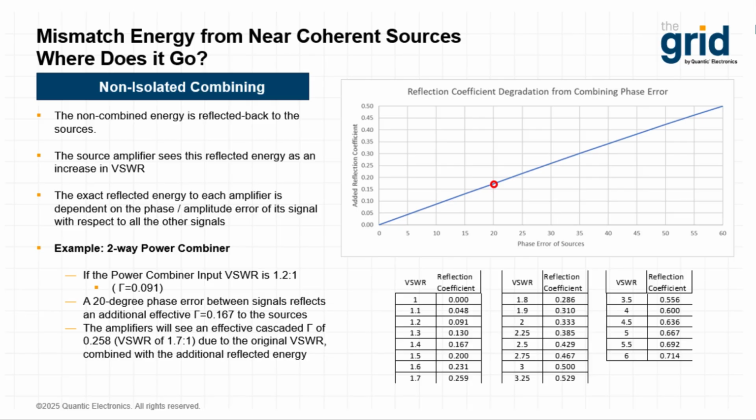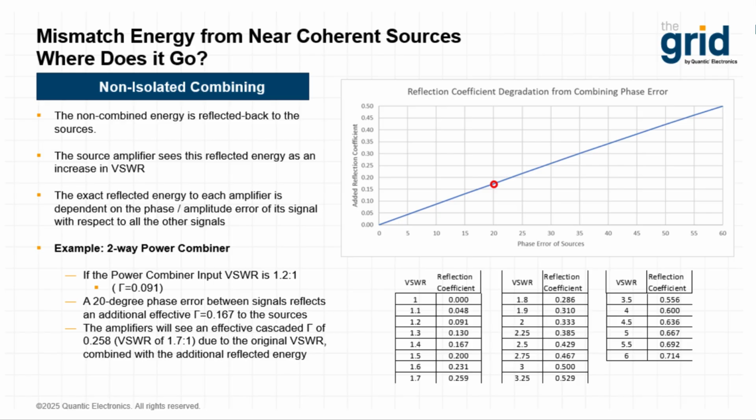So in this example, if you have a 1.2 to 1 VSWR of your combiner, and then you have two sources coming in with a 20-degree phase error, the effective VSWR that your amplifiers are going to see will be 1.7 to 1. Now, this is actually good news because for most systems, you can maintain that phase error less than 20 degrees and still end up with a VSWR under 2 to 1, which is usually about the threshold of what you want to have for damage for amplifiers.